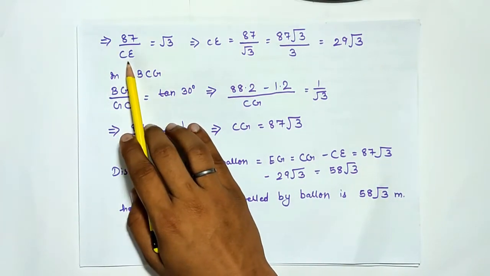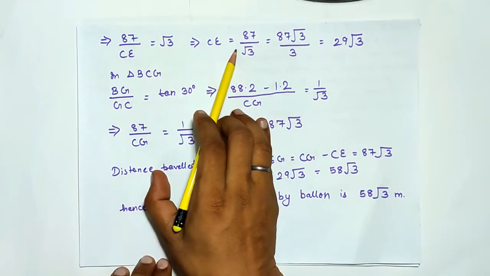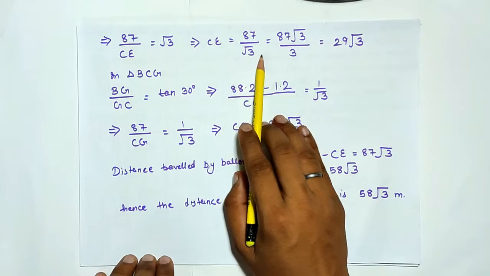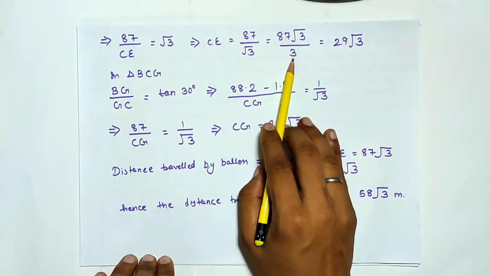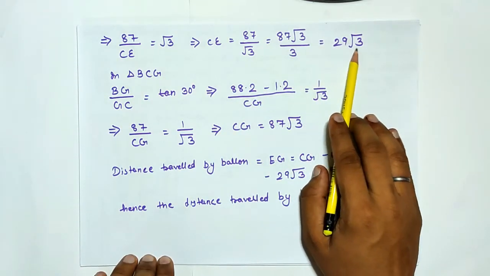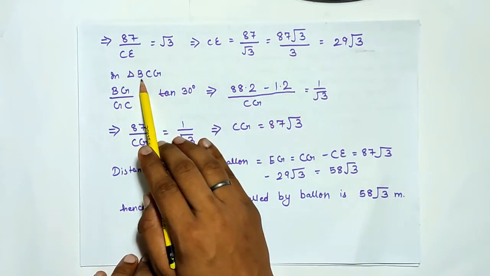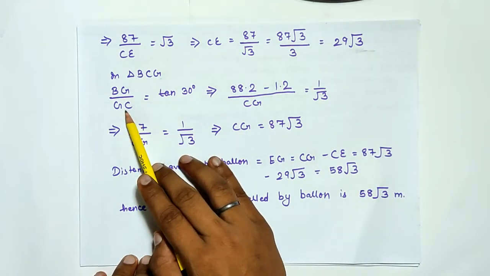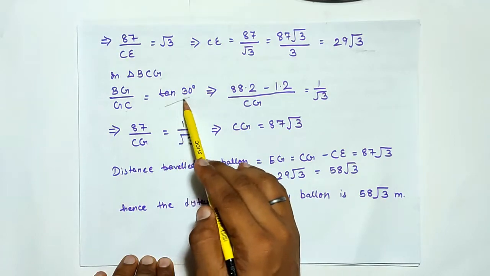87 upon C is equal to root 3. C is equal to 87 upon root 3, which is equal to 87 root 3 upon 3, which is equal to 29 root 3. In triangle BCG, BG upon GC is equal to tan 30 degree.